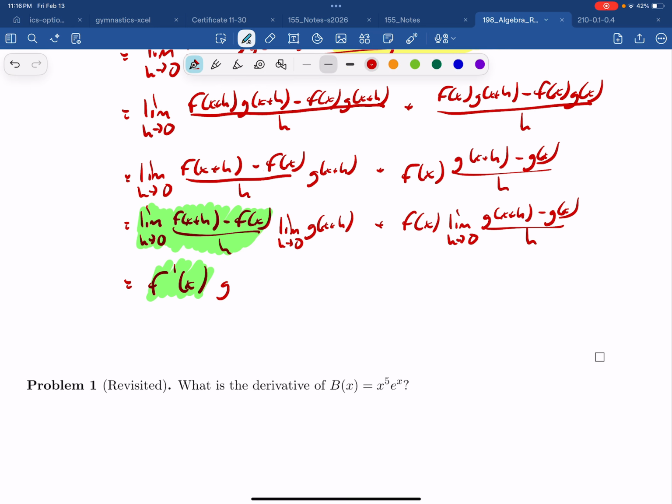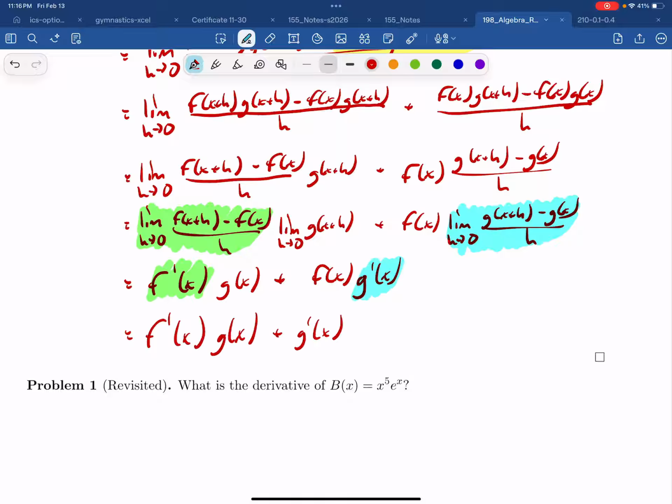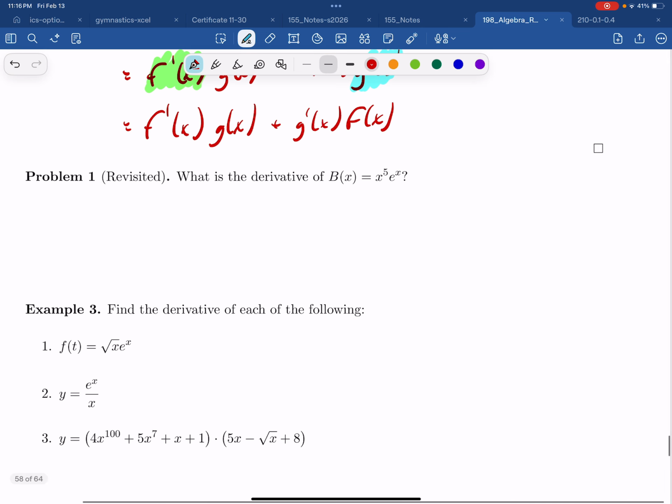This guy is still g of x plus f of x times, and then this whole thing right here is g prime of x. Right? And that's the product rule. Just to rewrite it the way I had it above, f prime of x, g of x, plus g prime of x, f of x. Okay? So we're done. All right, anyway, let's go back to problem 1.